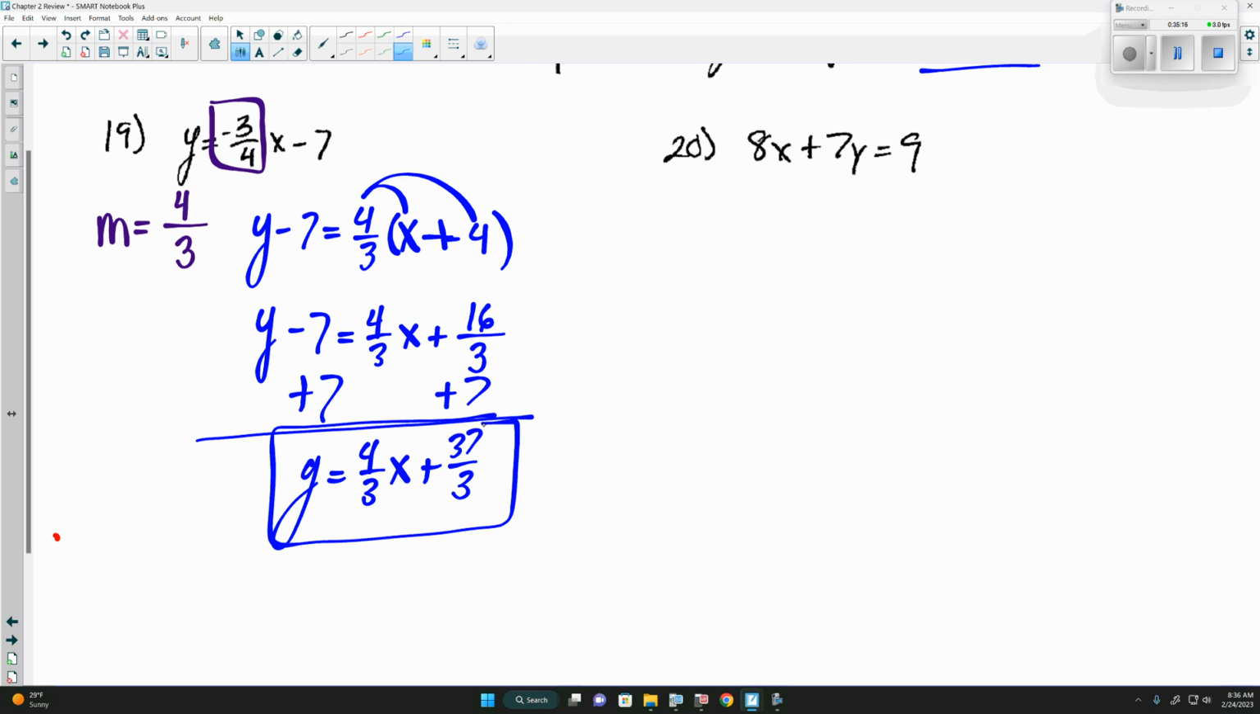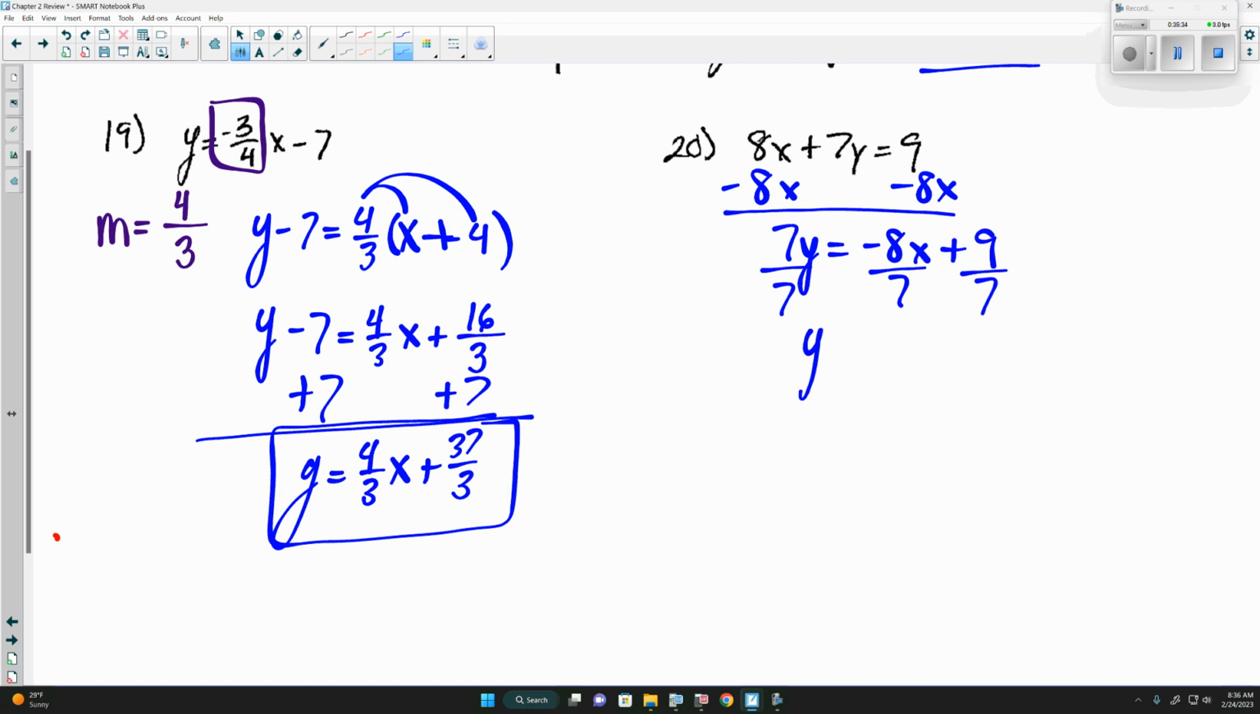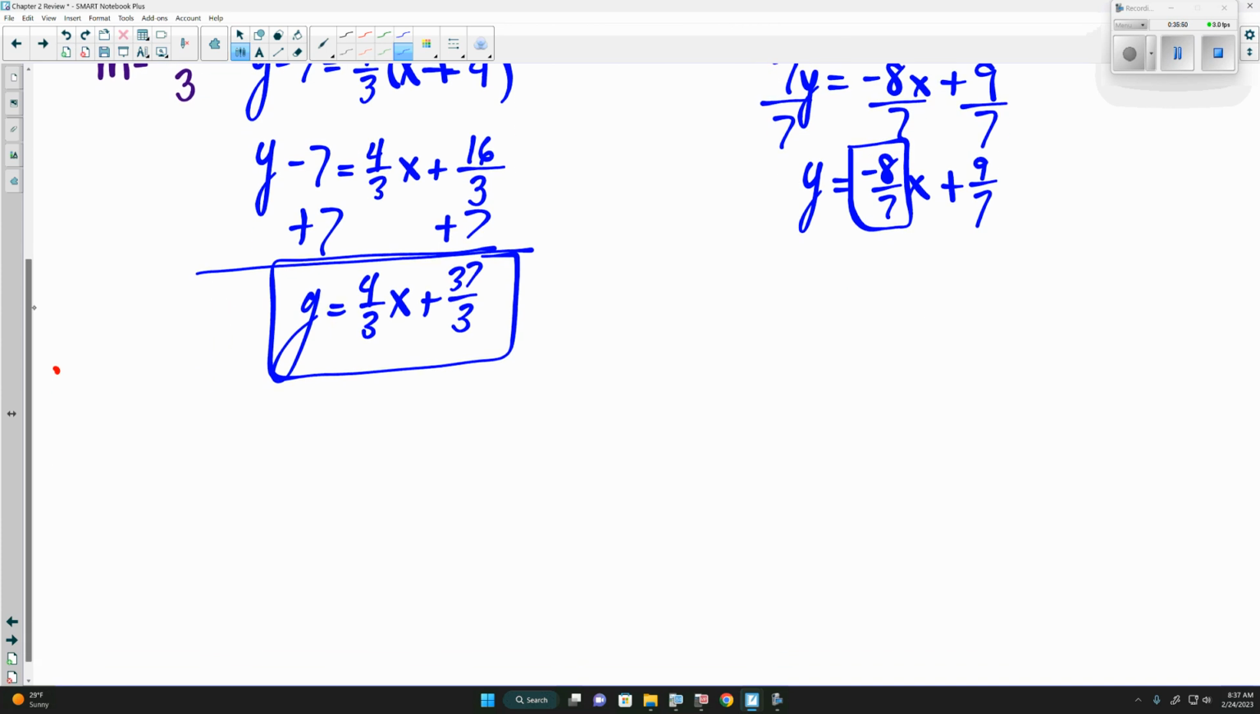Now, in the next one, we do need to get y by itself first. So we're going to subtract 8x from both sides. And the next thing we'll need to do is divide everything by 7, telling us y is equal to negative 8/7 x plus 9/7. But the only thing we really want from this equation is the slope, because to create our new line, that's what we need. We need to know what the slope is going to be.